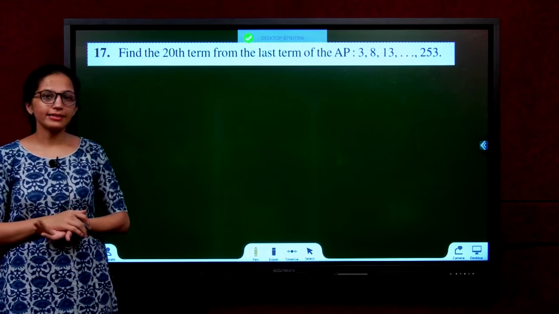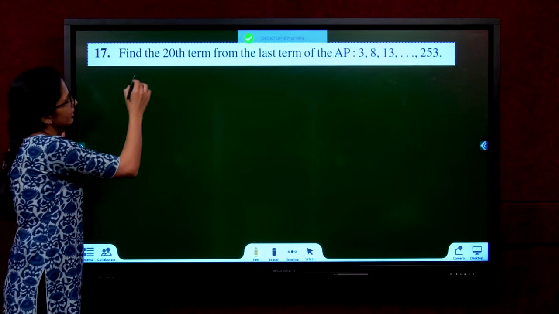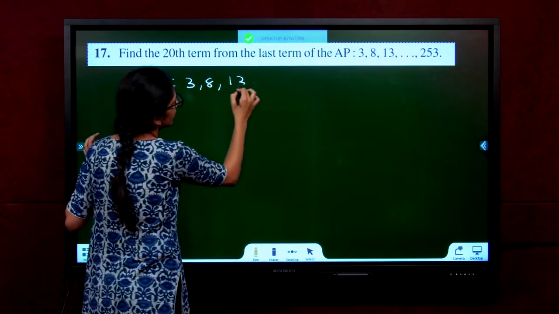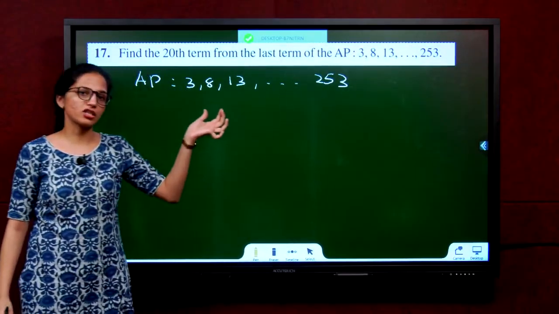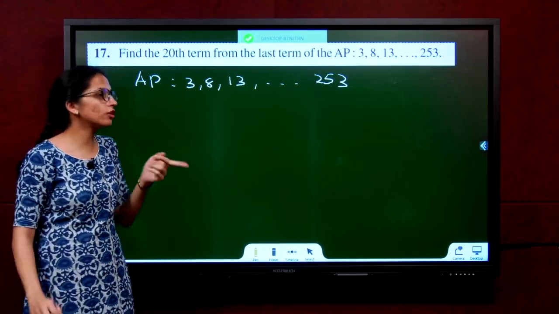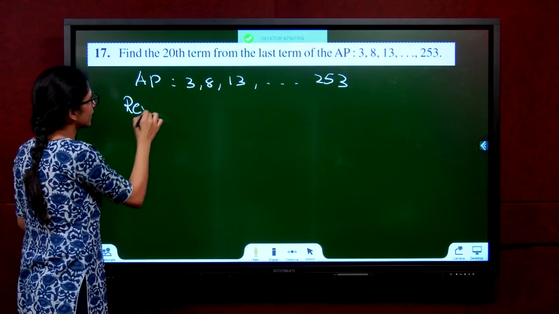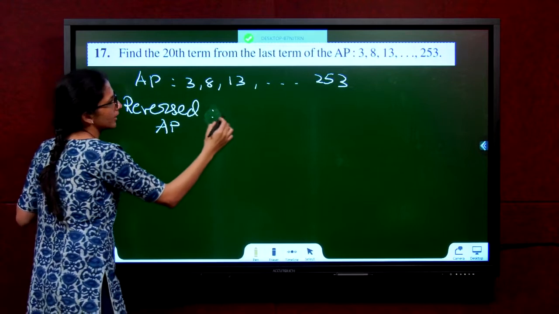Find the 20th term from the last term of the AP. See, AP given is 3, 8, 13, dot dot, 253. They are asking 20th term from the last. We have already decided whenever you get term from the last, what do we do? We reverse the AP and you find the answer. So now reversing the AP, reversed AP will be what?